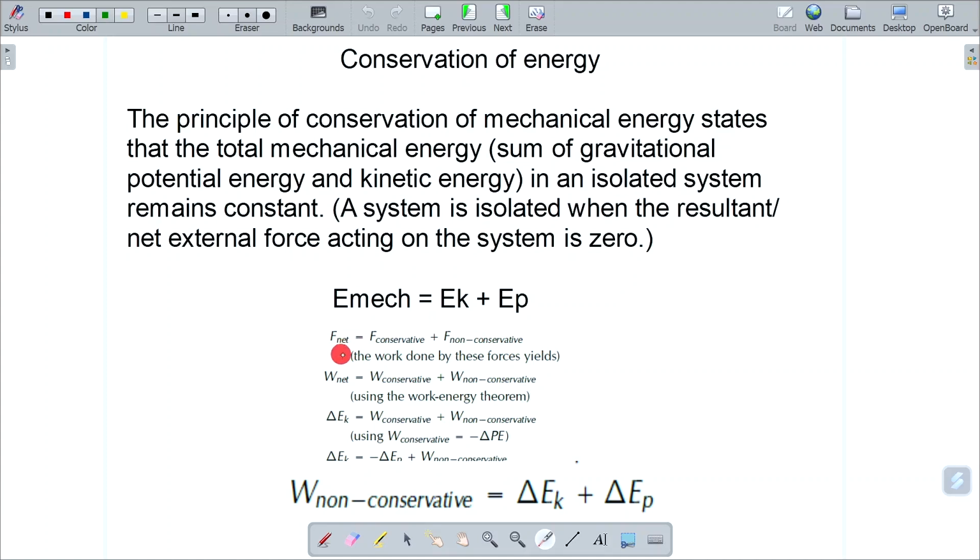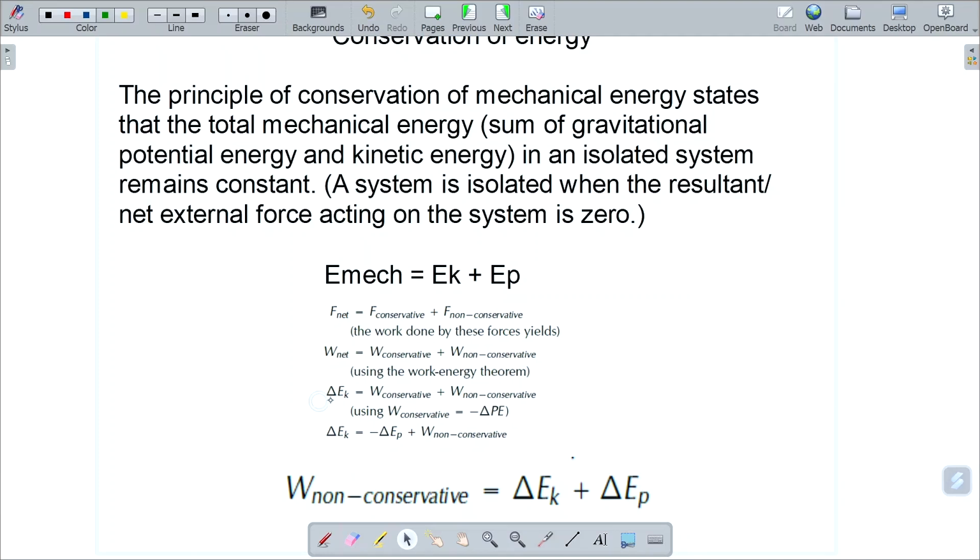We can then take this and we can calculate the work done by these forces, and we can see that the net work is then equal to the work done by the conservative forces plus the work done by the non-conservative forces. And in a previous lesson, we saw that this is the statement of the work energy theorem.